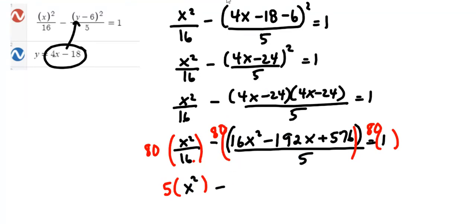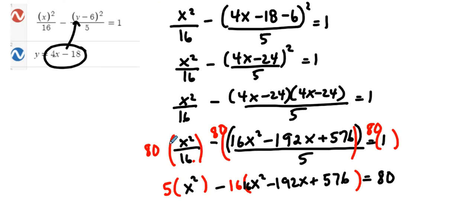80 divided by 5, so obviously you'll see the pattern. And the pattern is that they switch. No, I forgot there was also a 16 there. Okay, so I forgot the 16 there. Minus 192x plus 576. And 80 times 1 is 80.